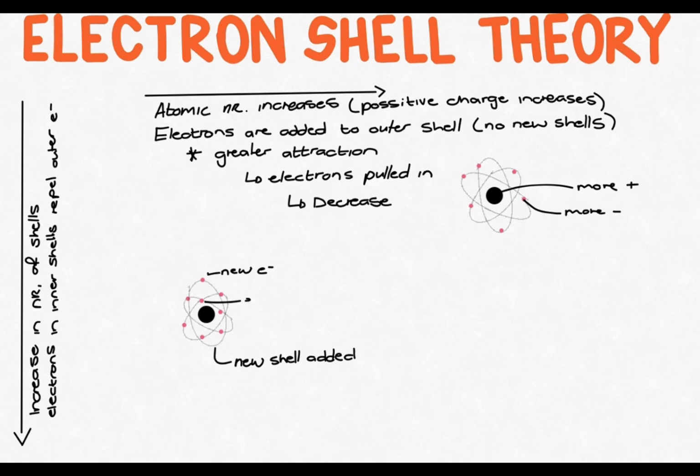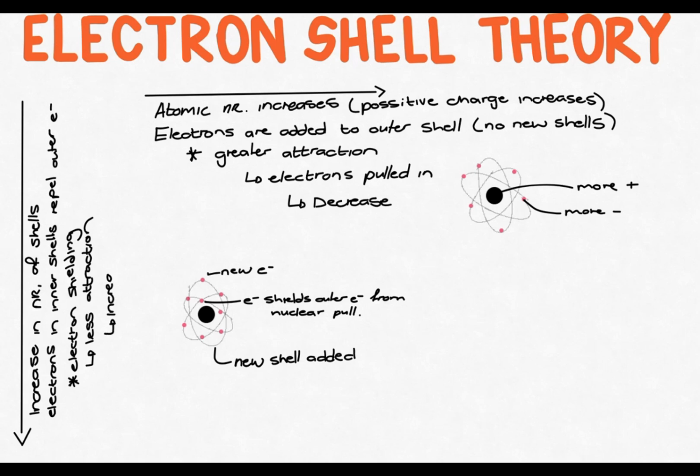The inner electrons will shield the outer electrons, meaning that they stop some of the electrostatic force that the nucleus uses to attract the outer electrons. So this electron shielding will decrease the electrostatic force of attraction between the positively charged nucleus and the negatively charged electrons in the outer shell, meaning that there's less attraction and the atomic radius will increase. Now this is all the atomic radius for neutral atoms.